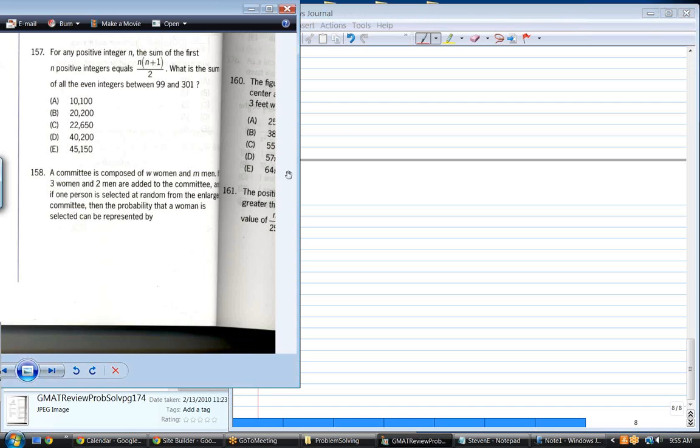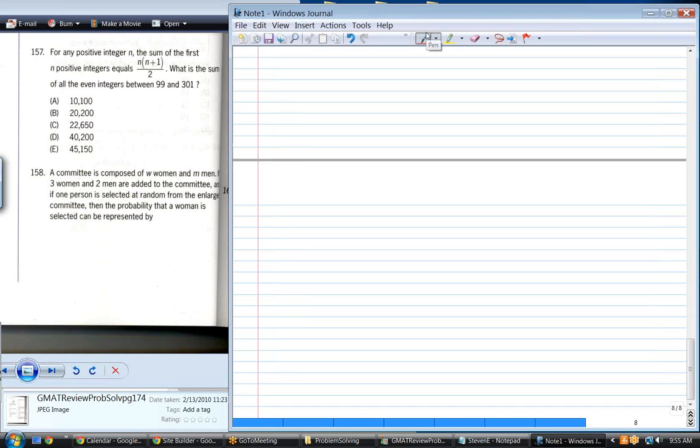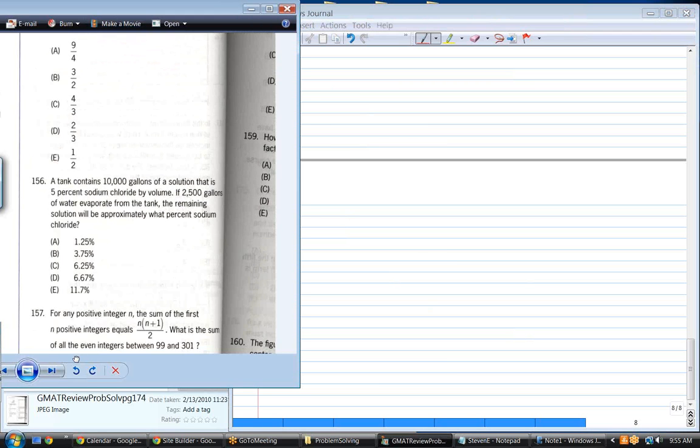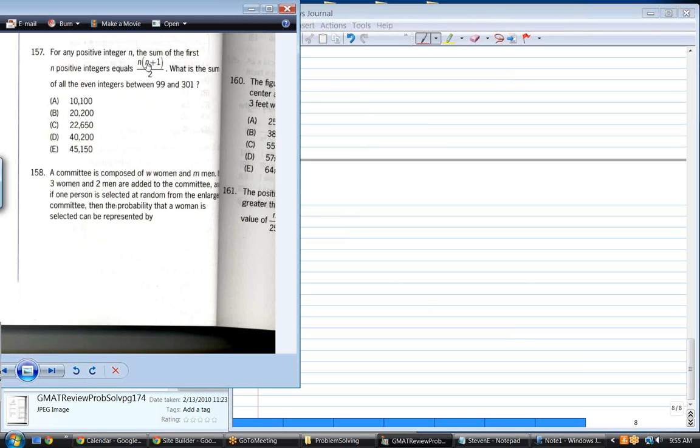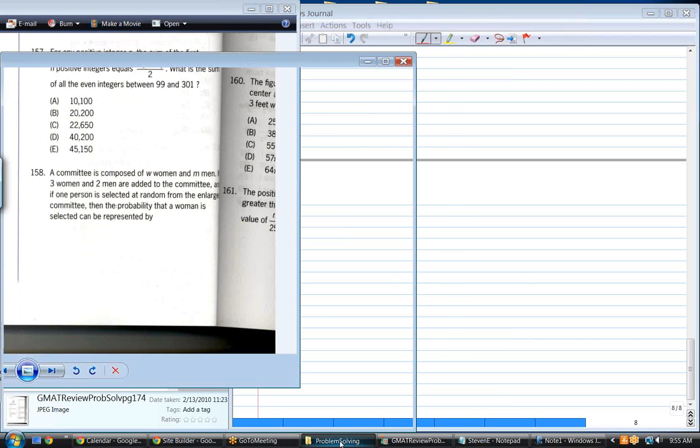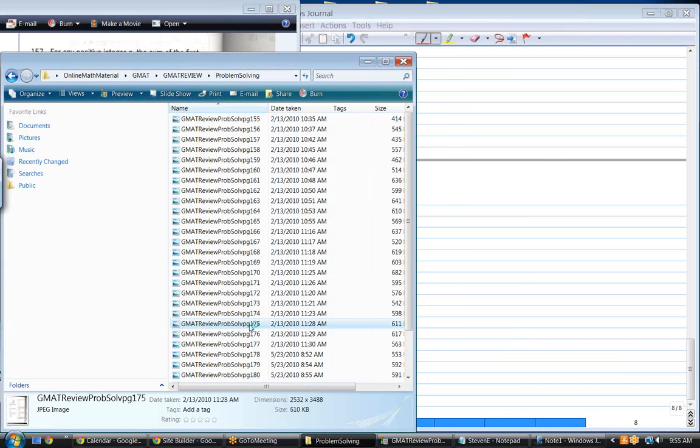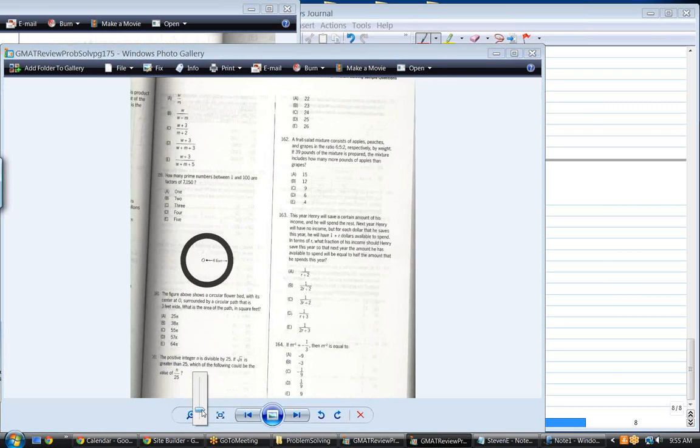158, and now what are we working with here? Committee. So more than likely they're going to ask, oh, no, it's probability. Let's see. Committee. Oh, we don't have the answers here. I think they're on the next column. Let me just take a look, oh no, they're on the next page. Let me pull up the next page so we get to see the answers. That's kind of a weird way to do it.